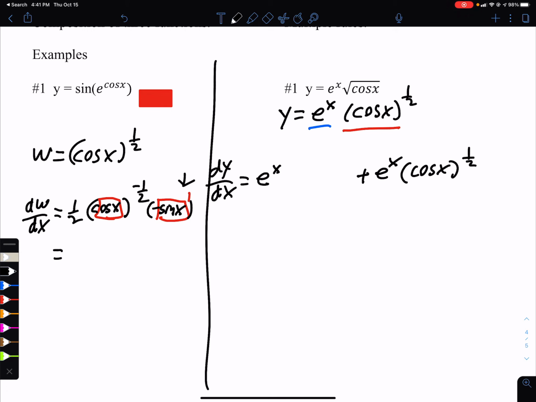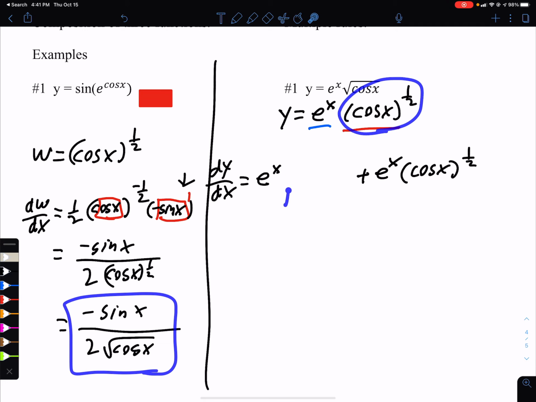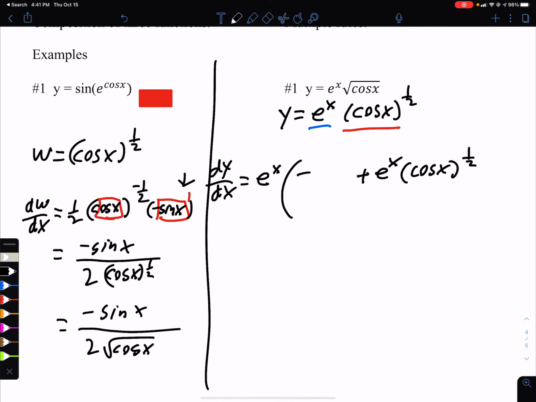So let me rewrite this. You have minus sine x on top. The 2 is in the bottom, and the negative moves the cosine x to the bottom. So you get cos x to the 1/2. And now to rewrite this nice and pretty, you have 2 square root cos x. This is the derivative of the second term. That's what's missing here. So that goes here. I will slide that in. And now I have this beautiful answer.